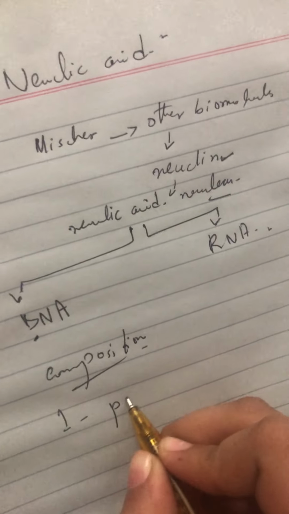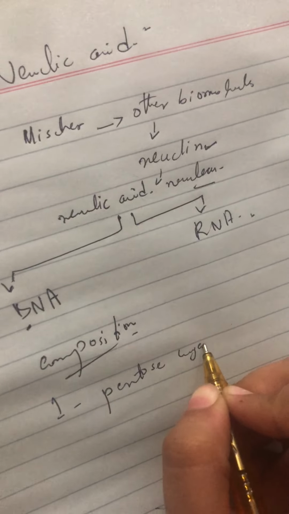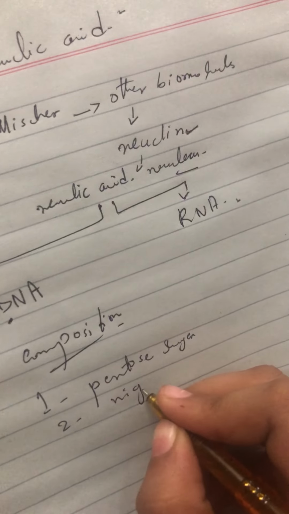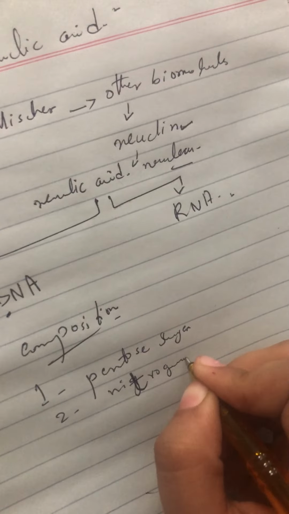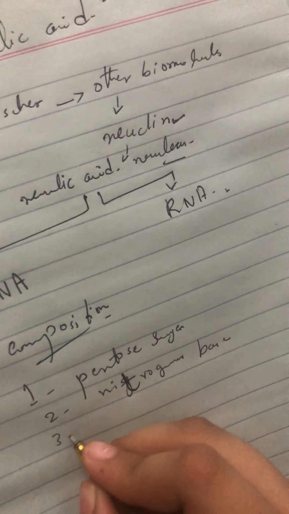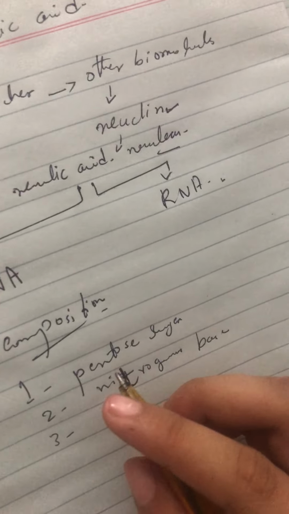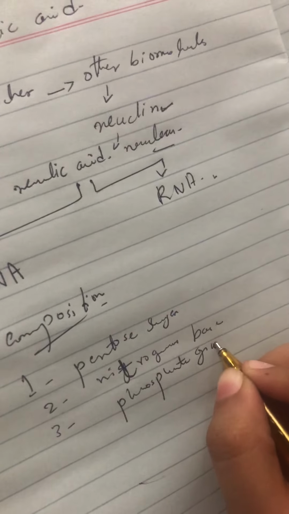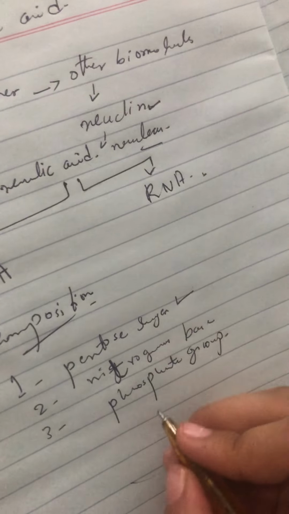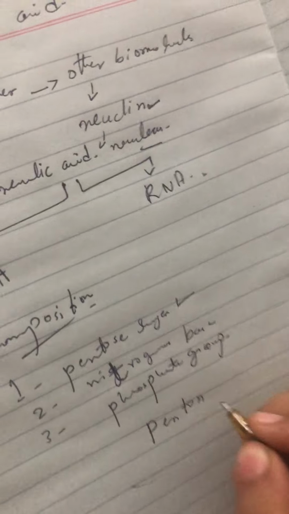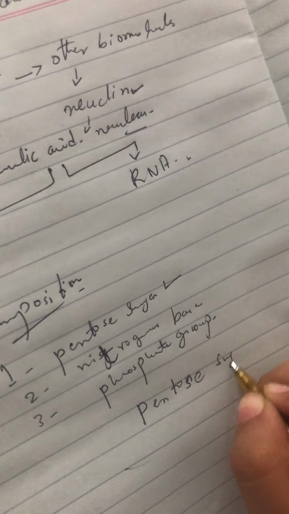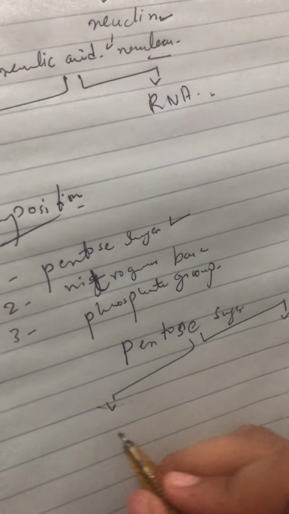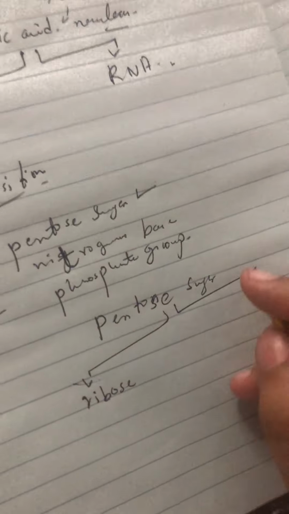number one, that is the pentose sugar. Number two, that is a nitrogenous base. And number three, that is a phosphate group. If we talk about the pentose sugar, pentose sugar is of two types. Number one is the ribose and another the deoxyribose.